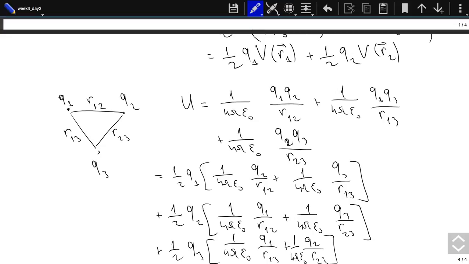If you look at this expression, this is nothing but the potential created at the point Q1 by the other charges. This is the potential created at the position of Q2 by the other charges. And this is the potential created at the point of Q3 by the other charges. Why the 1 over 2? Because this term I have both here and here. I am just dividing each one of these terms into two and writing them twice. So that's why I always have this 1 over 2. Otherwise, I would be double counting.